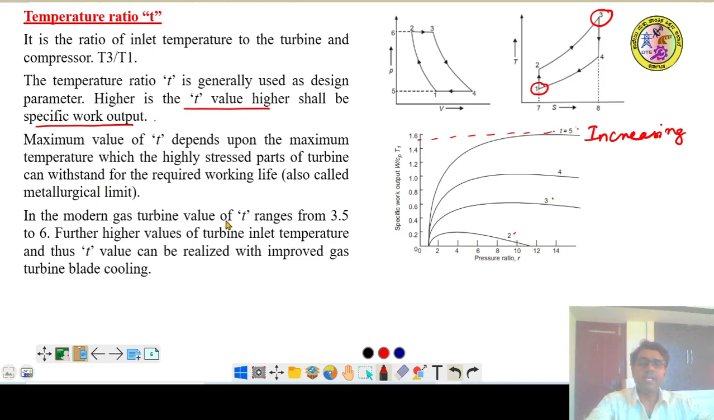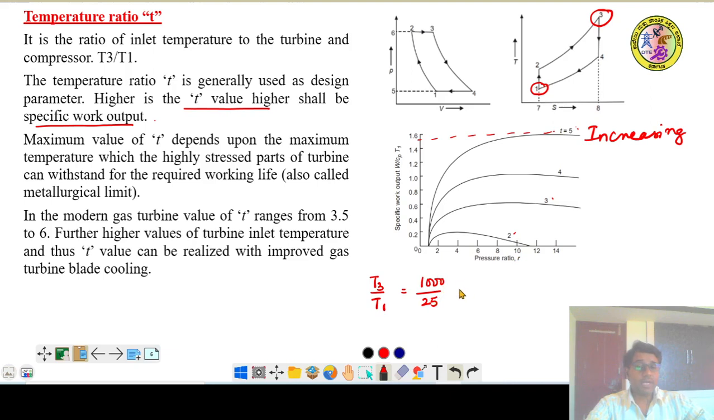So, we want the T value to be higher. For example, take T3 by T1. T1 is the atmospheric temperature, let's take it as 25. T3 value will be 1000.